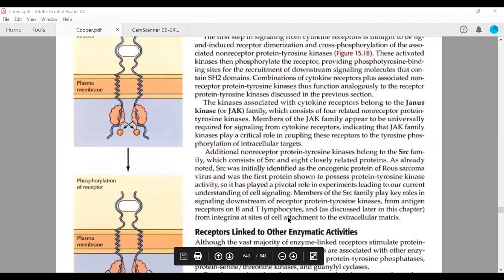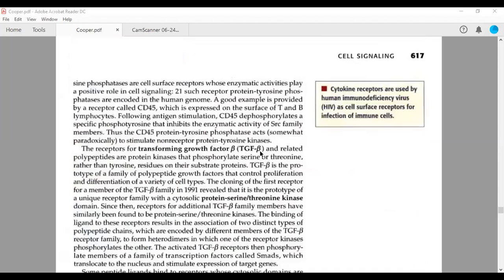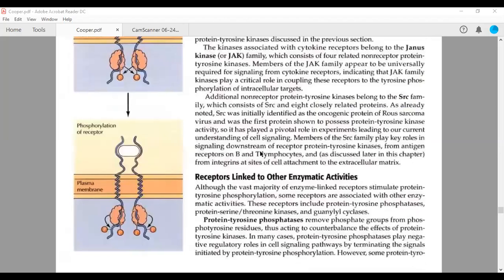So B and T cells, in response to these cytokines, will be activated, as discussed later in this chapter. Integrins reside in cell attachment to the extracellular matrix. Also, the cells interacting with the extracellular matrix use these SRC family members. They control cellular proliferation, and if the tyrosine phosphorylation is in excess, it will lead to uncontrolled proliferation of those cells and create a tumor-like condition.